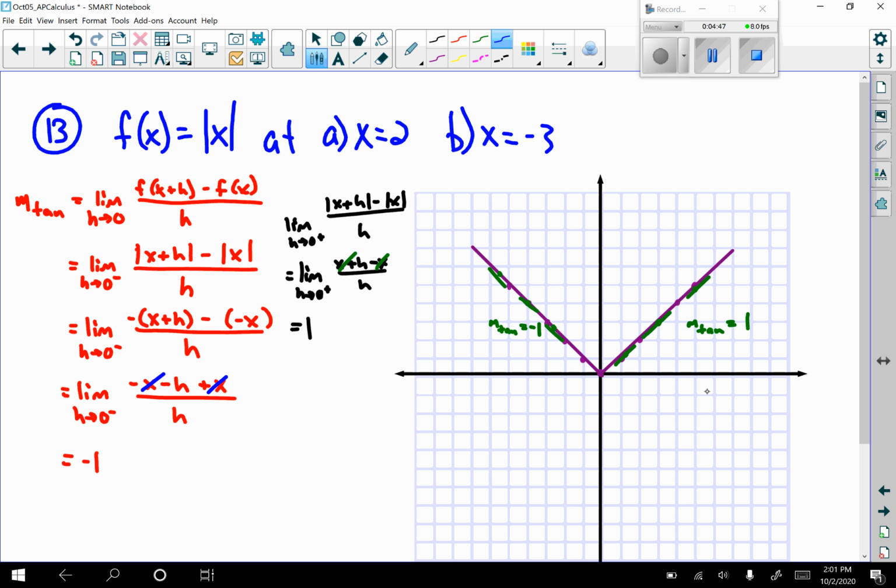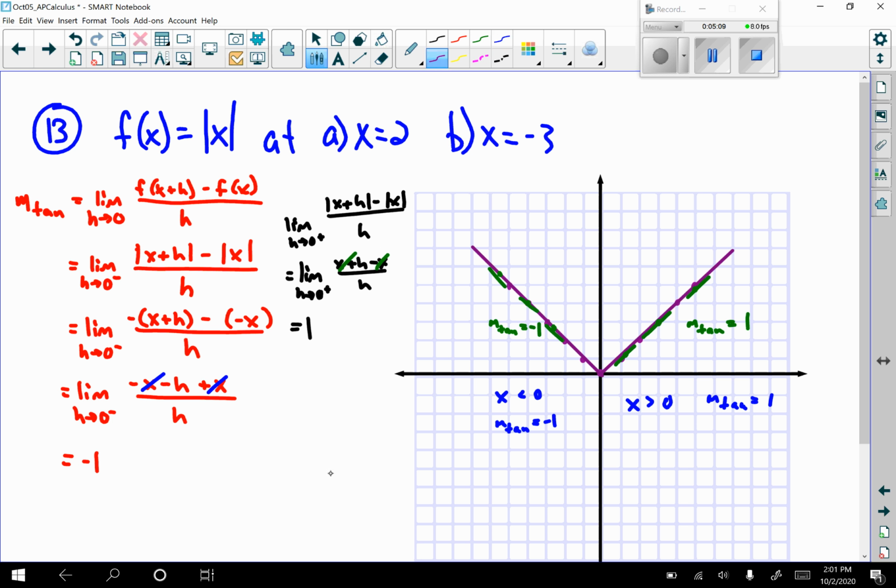So when we're over here for all x's greater than 0, the slope of the tangent line is going to equal 1. For all x's less than 0, the slope of the tangent line is going to equal negative 1. I'm not going to address this right now, but we will get to it. What is the slope of the tangent line at x equals 0? That's another lesson for another day.